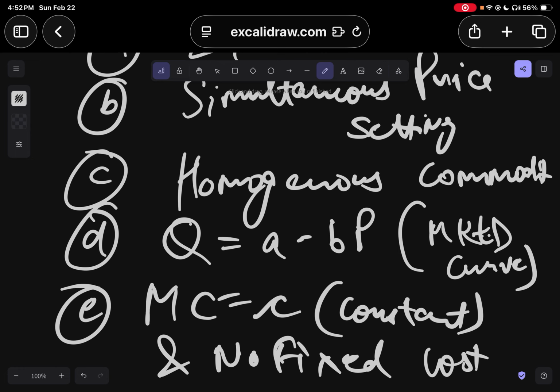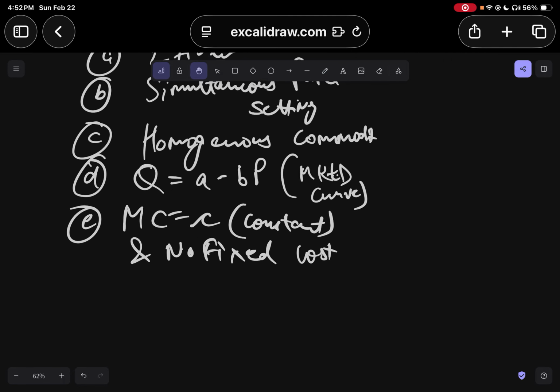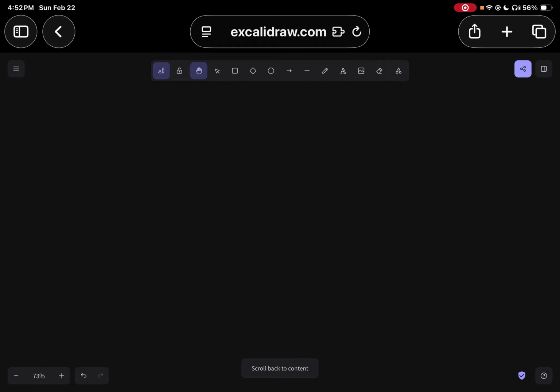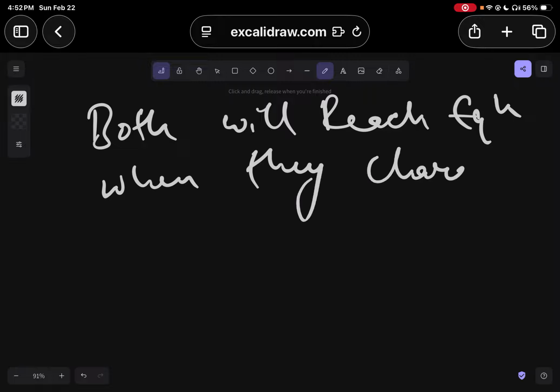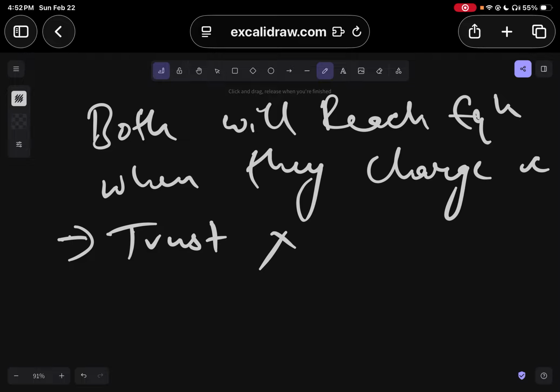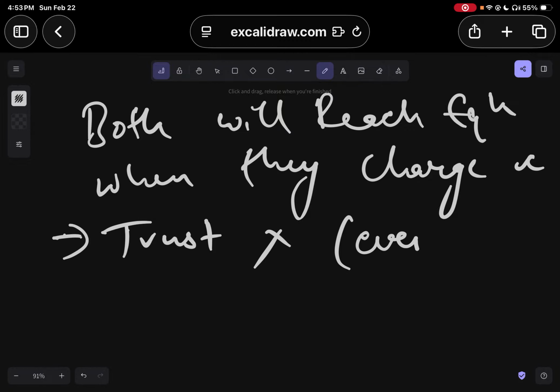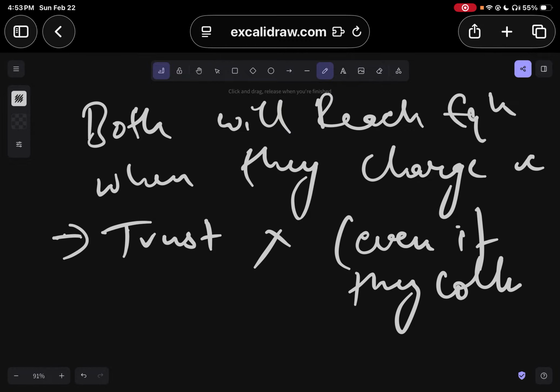In case of the pure Bertrand model, firms reach equilibrium when both of them charge a price equal to MC, which is the marginal cost of producing that good. This will happen because there is no possibility in the market which can make the firms trust each other. So there is no trust within the firms against each other, even if they decide to collude. This is important.